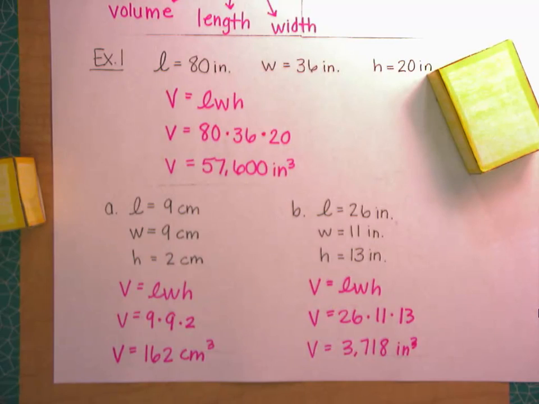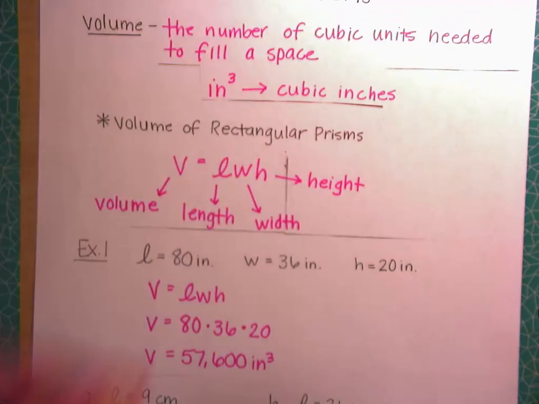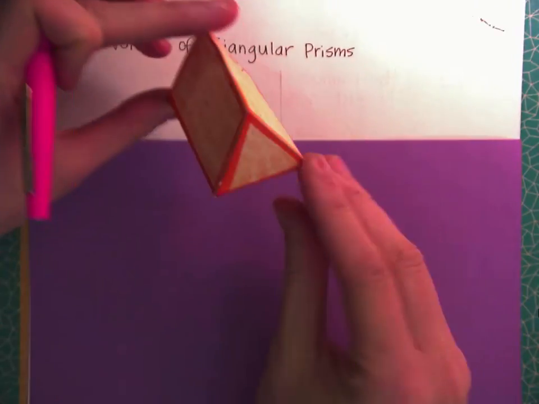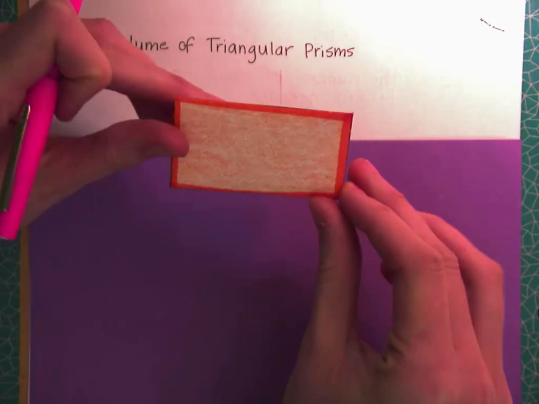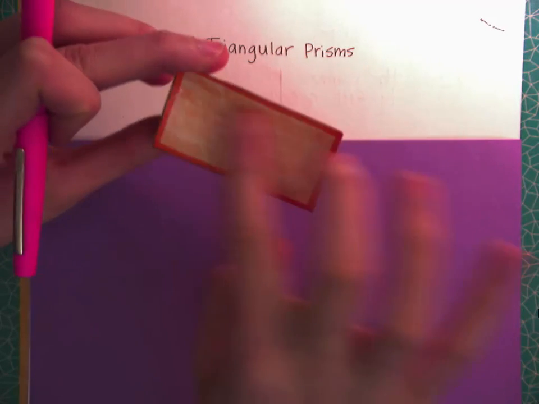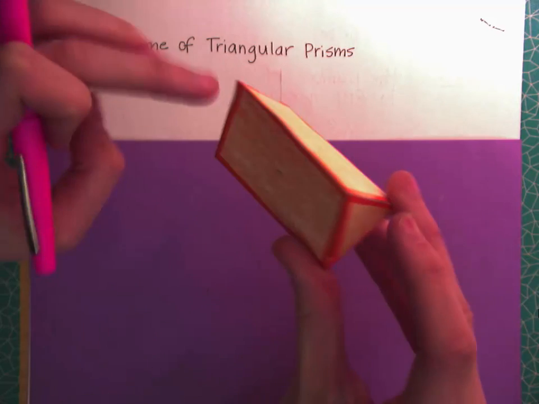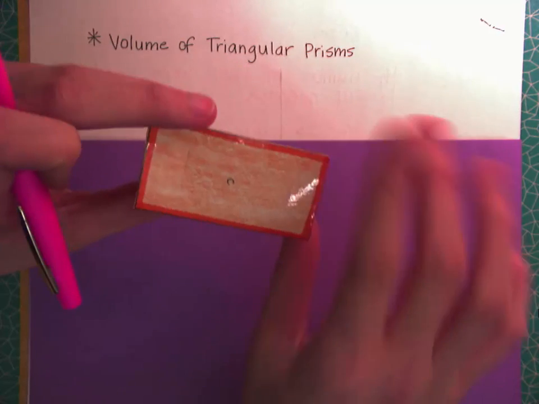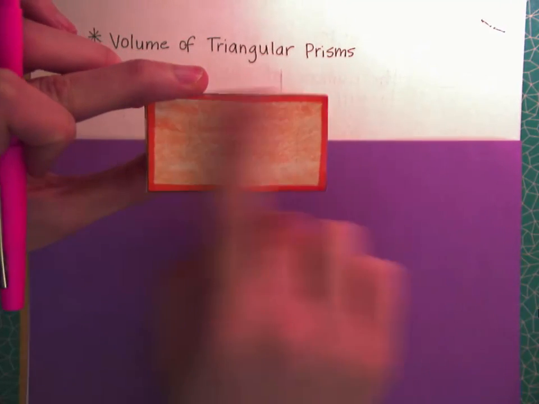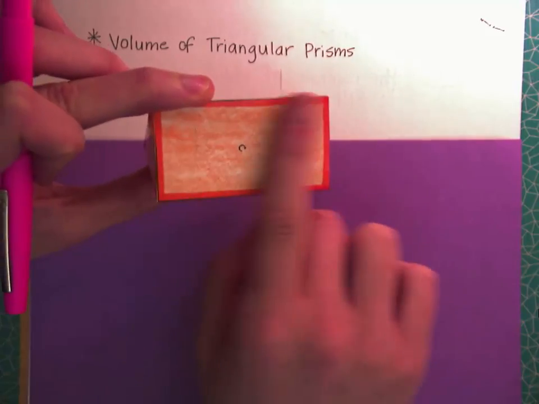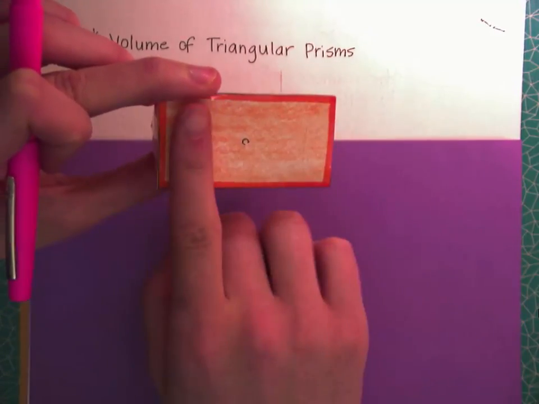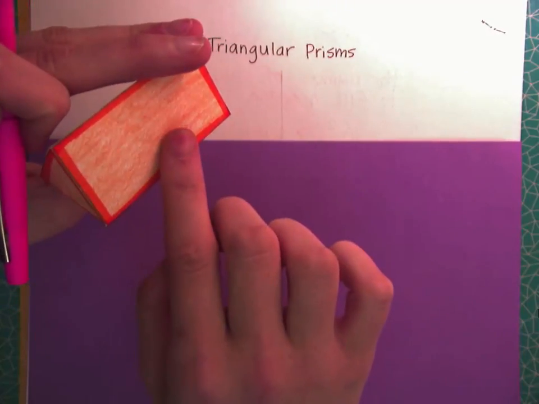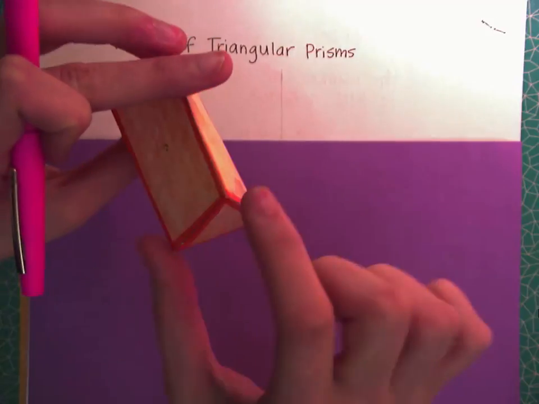Okay, let's move on to finding the volume of triangular prisms. Okay, so remember, this is a triangular prism. It's got a rectangular base and 2 rectangular faces, and then it has 2 triangular faces on the end. And just so I make sure I cover this, remember the sides of a 3D object are called what? Like this side here, they're called faces. What are the points called?